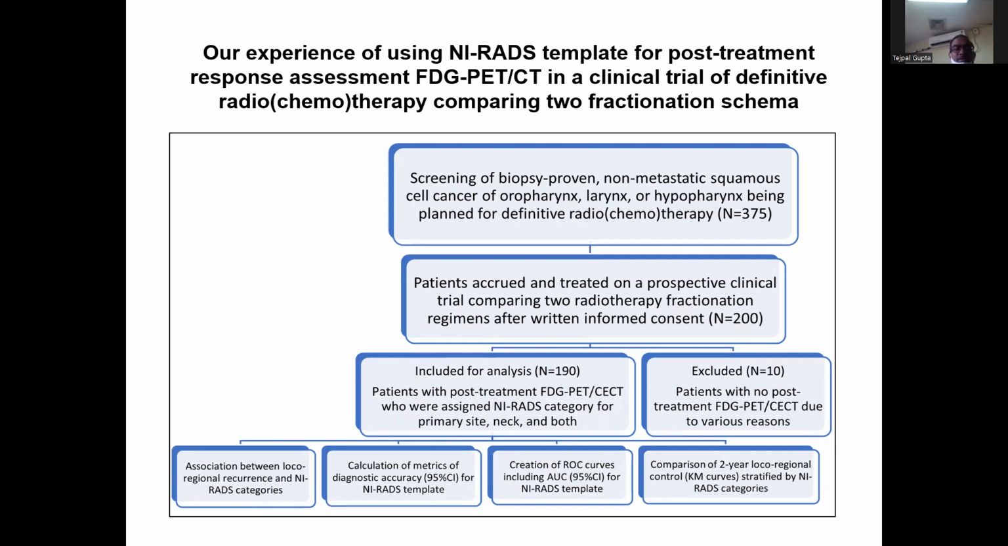We did 4 types of analysis. We looked at the association between the NIRADS categories and loco-regional recurrence. We calculated the metrics of diagnostic accuracy for the NIRADS template. We created an ROC curve to calculate the area under the curve for the NIRADS template, and we compared the 2-year loco-regional control stratified by the NIRADS categories.